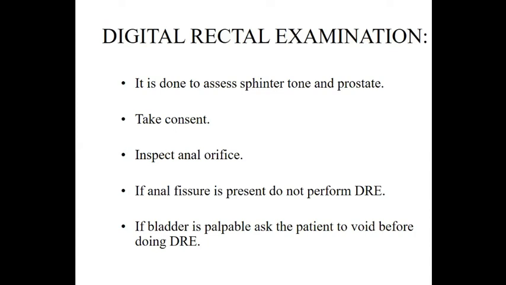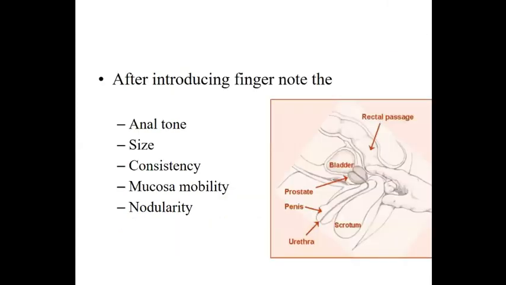So take the consent from the patient, explain the procedure, inspect the anal orifice, and if there are any fissures present, do not perform the DRE, as it is a very painful condition. If the bladder is palpable, ask the patient to void before performing the DRE. After introducing a finger, note the anal tone, size of the prostate, consistency, mucosal mobility, and nodularity. When you remove the finger, note any blood staining or mucus staining, to differentiate carcinoma of the rectum or any anal anomalies. Say thanks to the patient, compile your history and examination, and proceed accordingly for the further workup and management. Thank you.